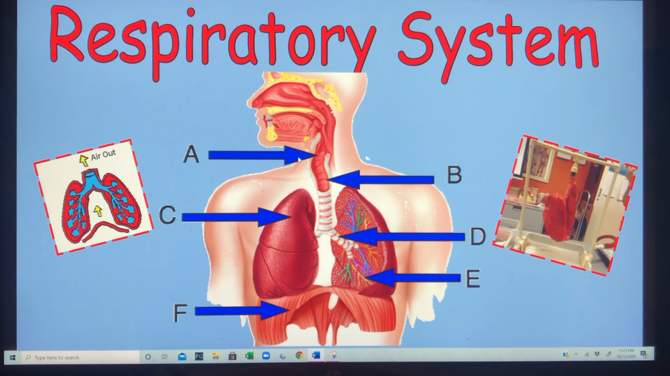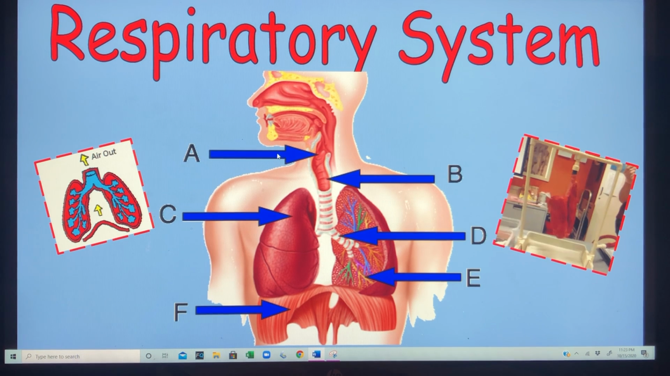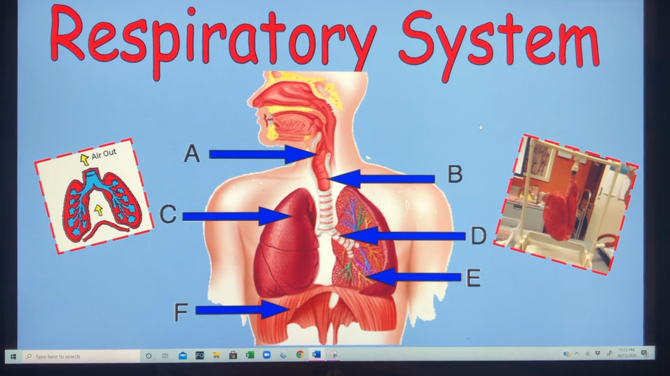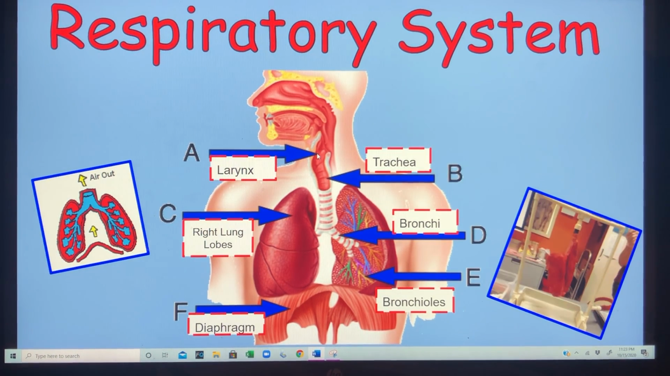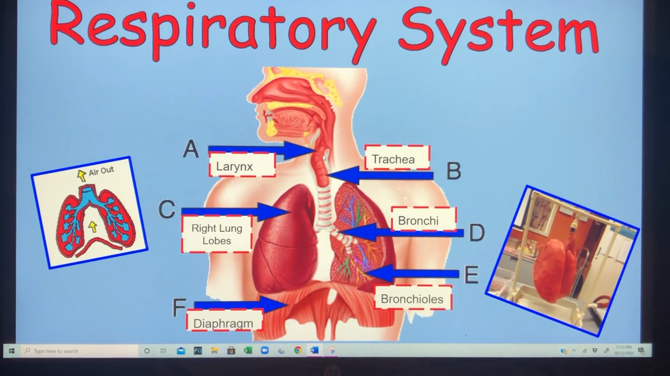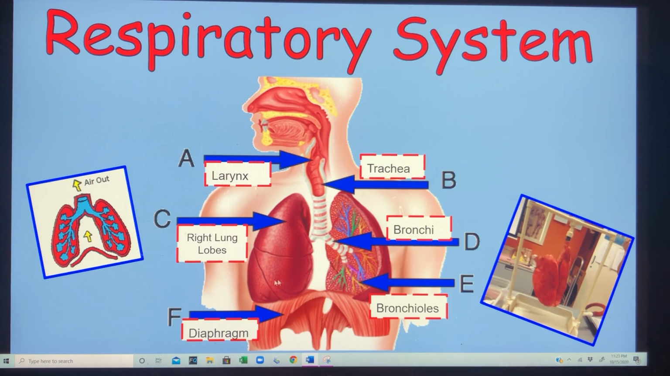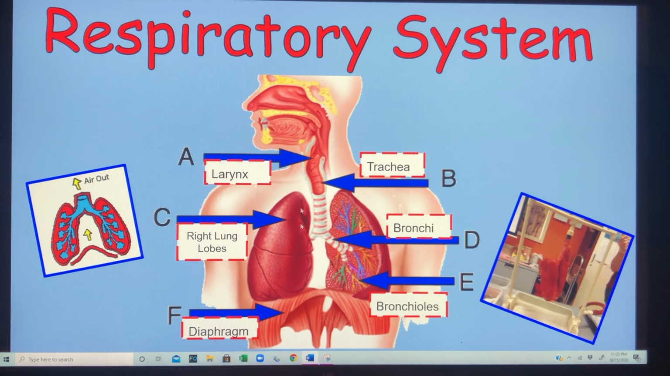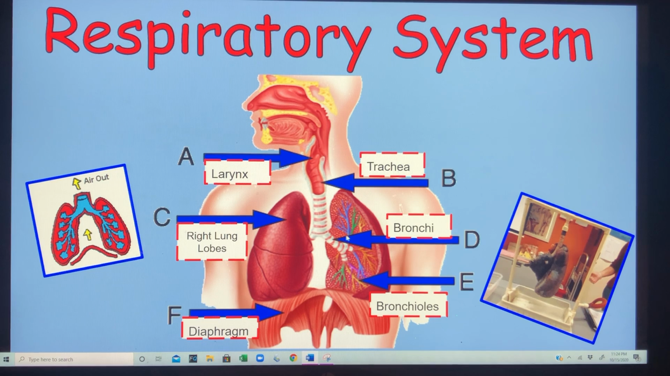All right, so at this time, I have a diagram of the respiratory system, and we have A, B, C, D, E, F, and we are going to label the different structures of the respiratory system. What we have here is we see that A is the larynx. B is the trachea, that's the windpipe. C is the right lung lobe, so this is the right side of the body of this patient, and that is their lungs. D is pointing to the bronchi.